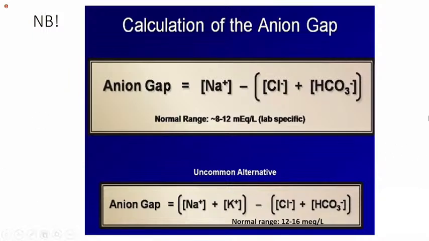So this is just to emphasize the two ranges. Most of the time in our setup, we use 8 to 12 because you just take your sodium concentration and subtract your chloride and your bicarb. But like I've said, there are some books which will give you a range of 12 to 16, and this is because they've included the potassium. So you just need to say which one you're using if you're asked this question.